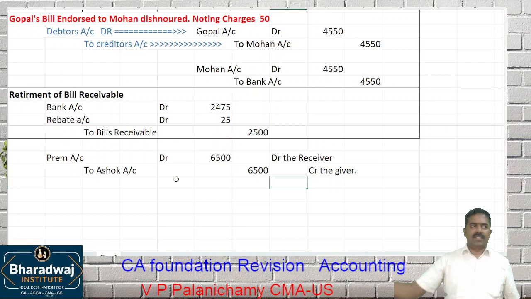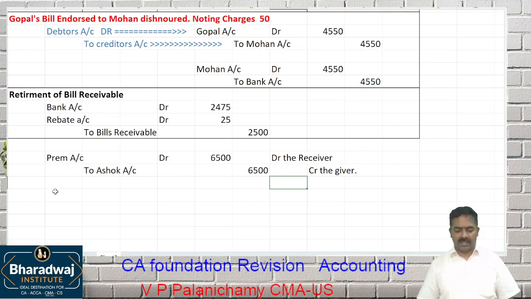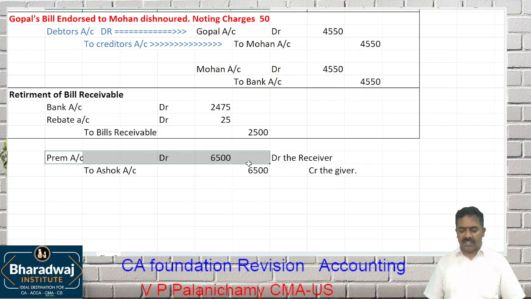Simple. See, let us assume he is Ashok. He has to pay me the money. And he is Prem. I have to pay him the money. Instead of collecting and paying the money, what do I do? I ask Ashok to pay Prem directly. Prem account debtor to which account? Ashok account. I will not get money or pay money. Okay, directly debit the receiver, credit the giver.